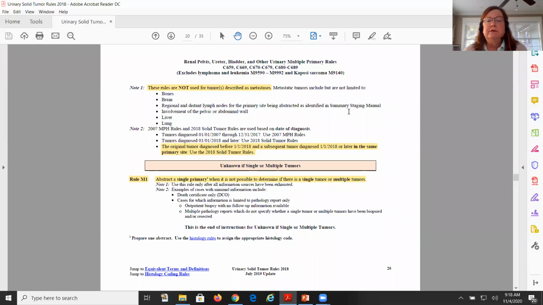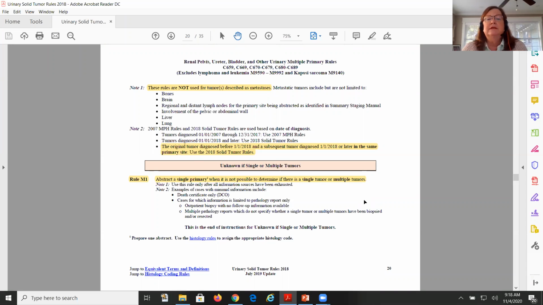I'll just reiterate, when you go through the rules, the rules are hierarchical, and you stop at the first rule that applies to your scenario. So our first module is unknown if single or multiple tumors. Rule M1, abstract a single primary when it is not possible to determine if there is a single tumor or multiple tumors. And that is the only rule we have in that module.